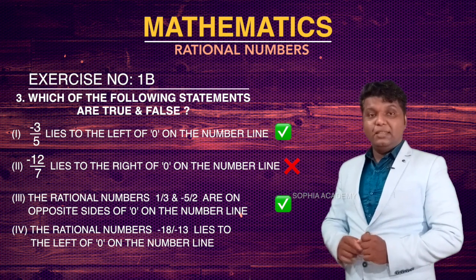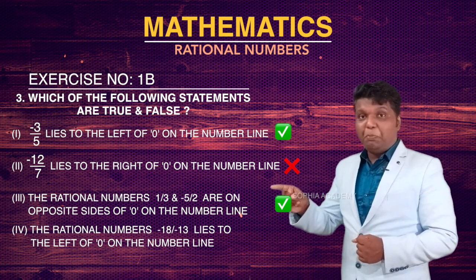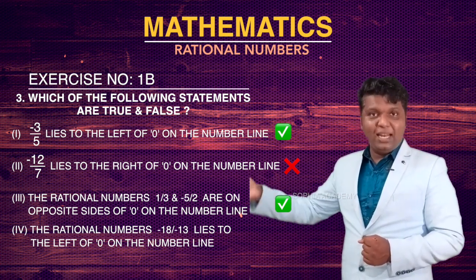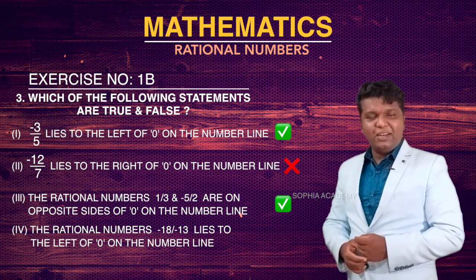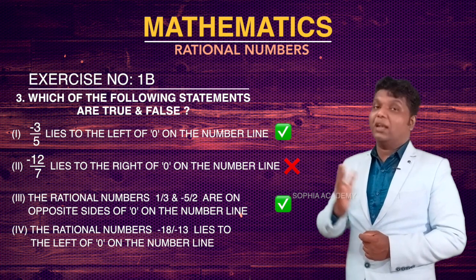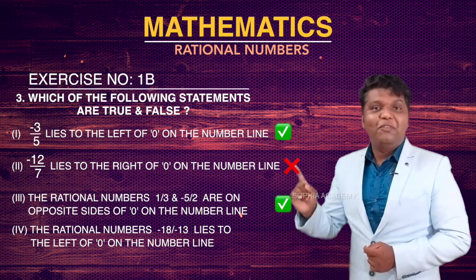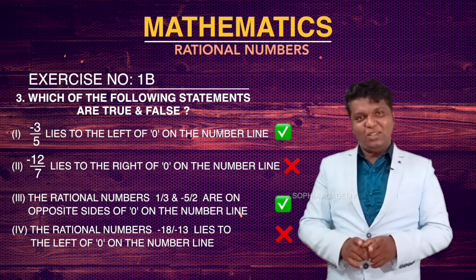So here the statement is that this number lies towards the left. That means this positive number is lying towards the left. Is it true? Definitely no. Why? Because a positive number will always be lying on the right hand side, and here as per the statement it is towards the left hand side, so we will say this statement is false.